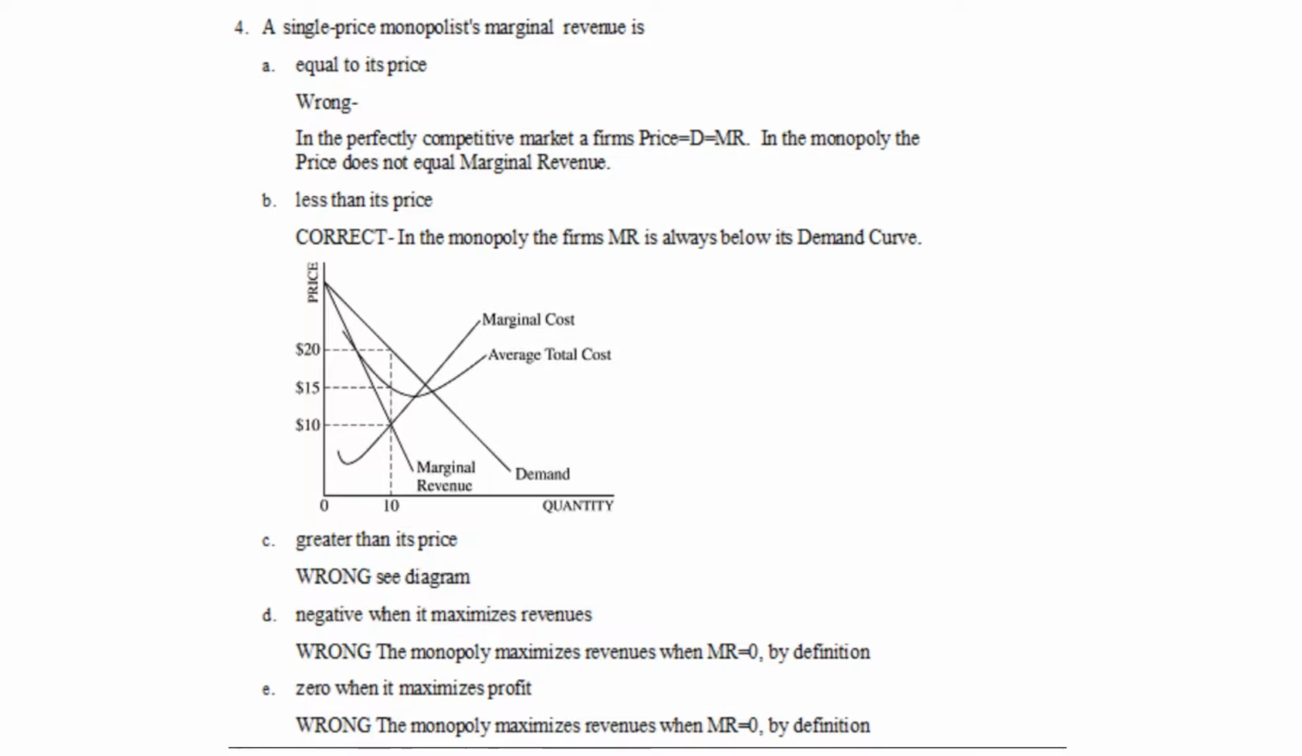Okay, so C, marginal revenue greater than its price. That's wrong. The marginal revenue would have to be above the demand curve, which it is not if you look at the diagram, part B. D, negative when it maximizes revenues. This is wrong. The monopoly maximizes revenue when marginal revenue is equal to zero by definition. E, zero when it maximizes profit. This is wrong. The monopoly maximizes revenue when marginal revenue equals zero by definition. So D and E are wrong for the same reason.